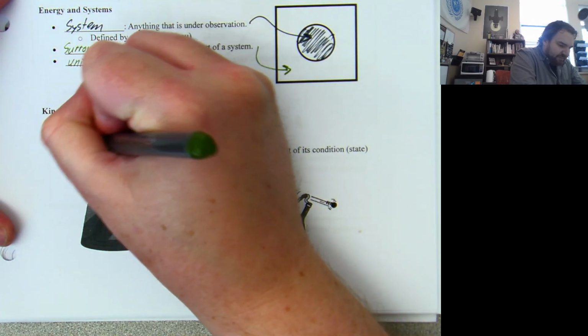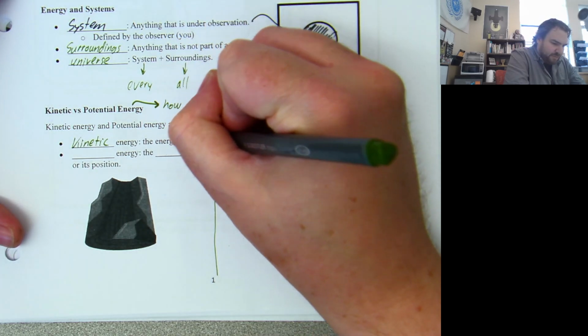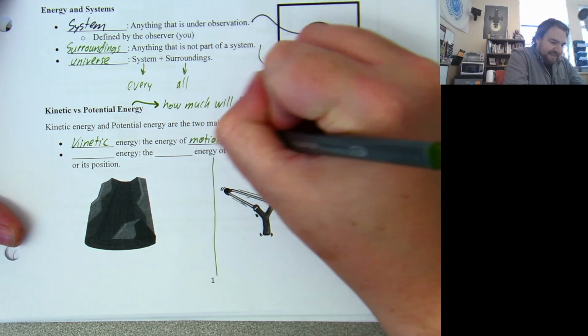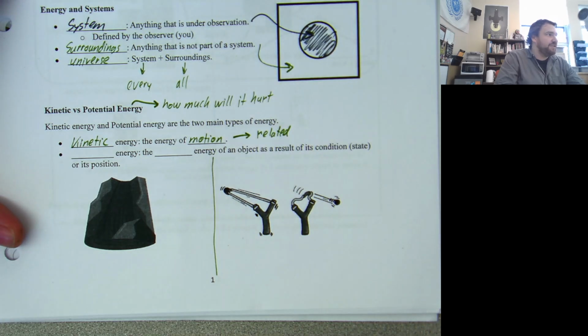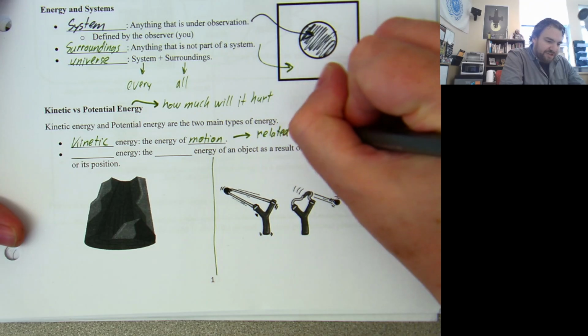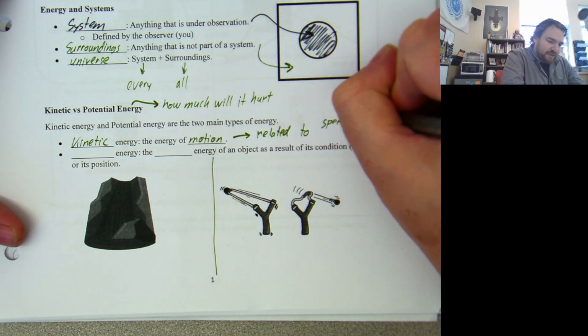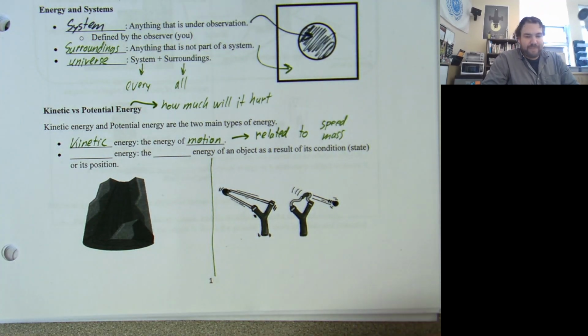So that's the first one. Kinetic energy is the energy of motion, and you'll see when we look at the equations that it is related to the speed of the object and the mass of the object. So that's the first classification of energy that we're going to talk about.